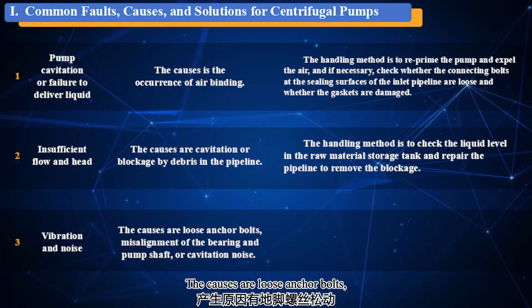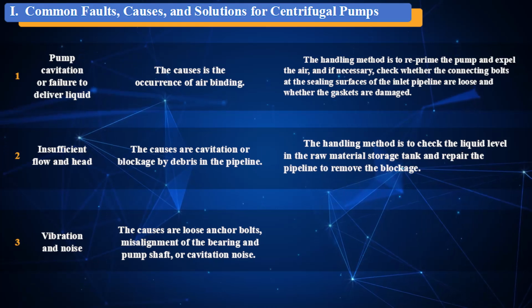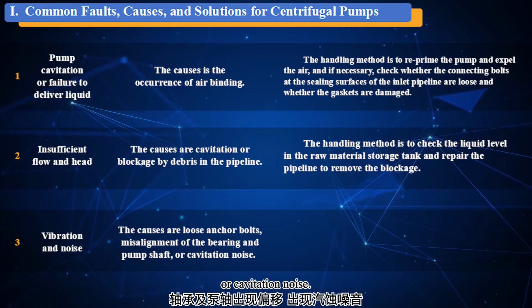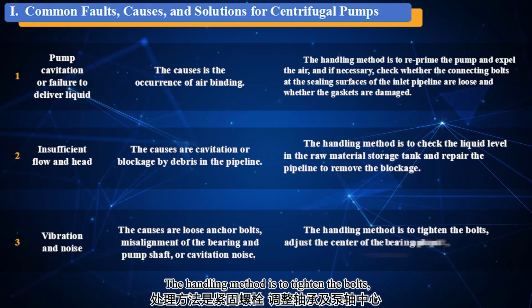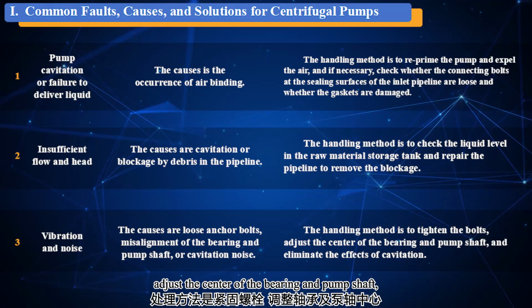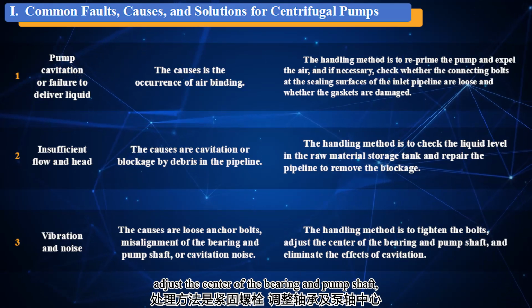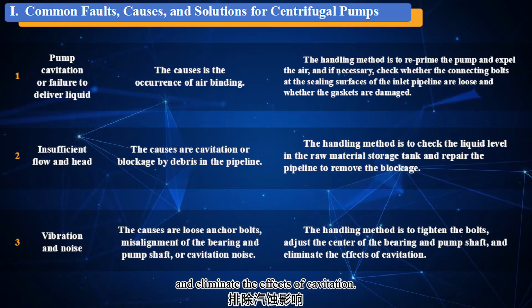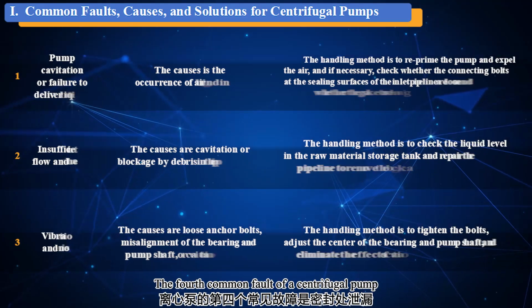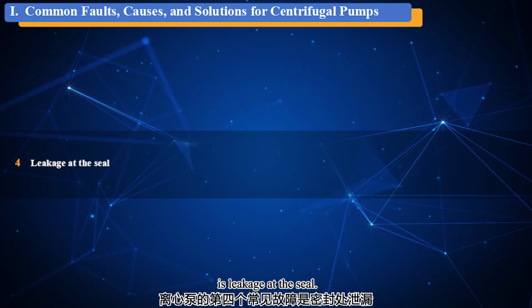The causes are loose anchor bolts, misalignment of the bearing and pump shaft, or cavitation noise. The handling method is to tighten the bolts, adjust the center of the bearing and pump shaft, and eliminate the effects of cavitation. The fourth common fault of a centrifugal pump is leakage at the seal.